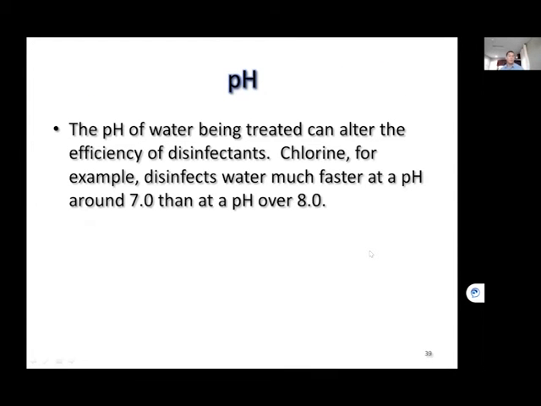pH. The pH of the water being treated can alter the efficiency of disinfectants. Chlorine, for example, disinfects water much faster at a pH around 7 than at a pH over 8. The lower the pH goes, the better chlorine will disinfect, and the less contact time you will be required to reach full disinfection.